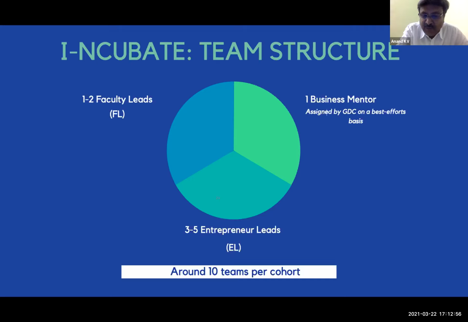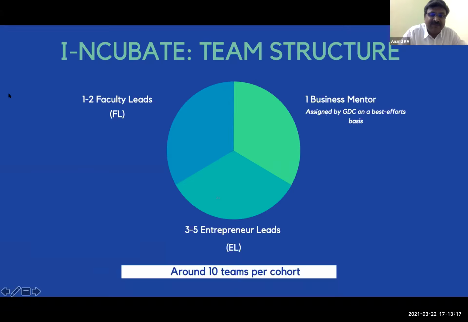We have 3 to 5 entrepreneurial leads, which are the people who are going to be taking the venture forward. These could be the research scholars, or these could be the students. These could be people who are working with the faculty. We need at least 3 of them in the program. We'll see why you need at least 3 of them. So all these 3 entities come together and make a team.